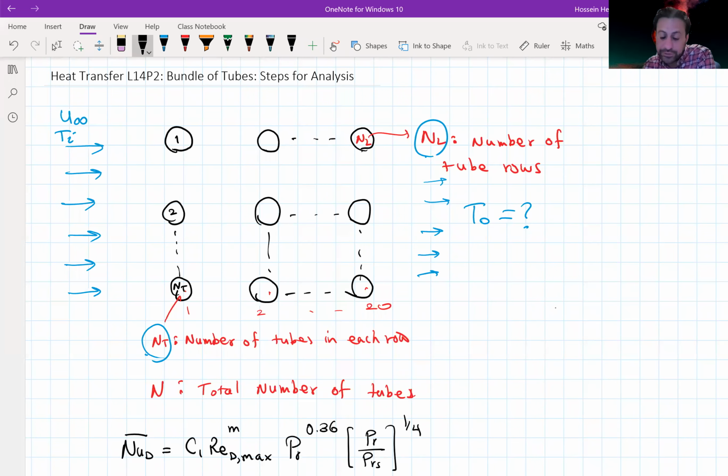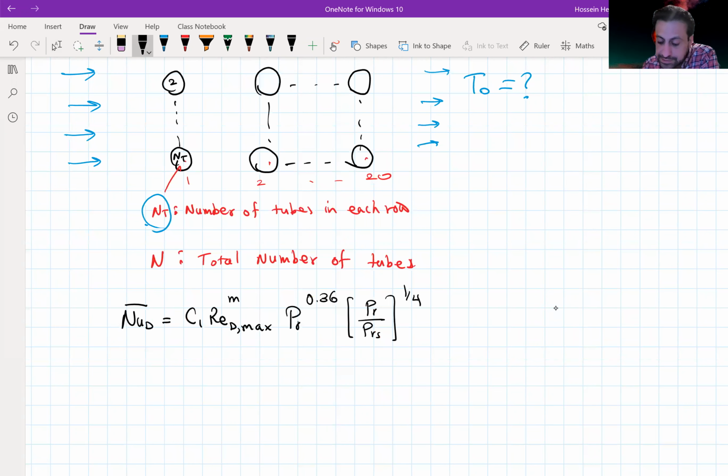So how do we evaluate the heat transfer in a bundle of tubes? Let's say we have NL rows of tubes, and each row has NT tubes in each of them. And this is the correlation that we use to find the average Nusselt number for the system.